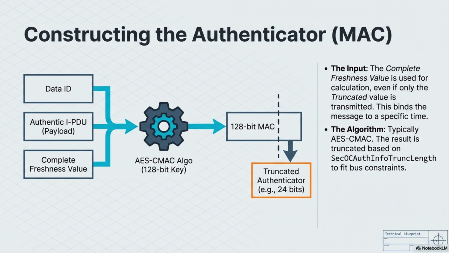The secret to the MAC's security is what goes into it. We concatenate the data ID, the authentic payload, and the complete freshness value before running them through the AES CMAC algorithm. Even if we only transmit a truncated MAC, the calculation always uses the full freshness value to bind the message to a specific point in time.